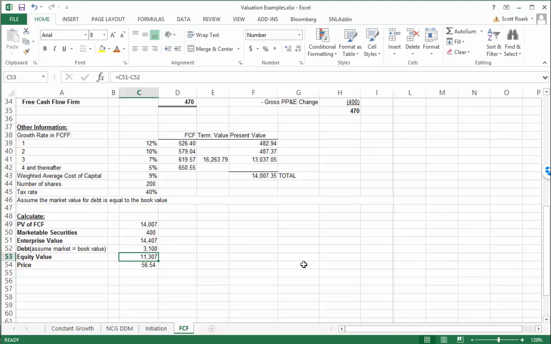If I divide that then by the number of shares I've got outstanding, then I come up with an estimate of the value of a share of stock. So in this case, $56.54 should be the value of each share of equity based on this free cash flow approach. And we're going to do some examples of this in class. This is to give you a taste of that, and we'll pick it up with a little bit more detail and a little bit more explanation in our class time together.